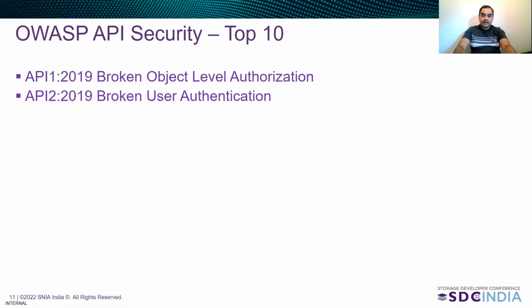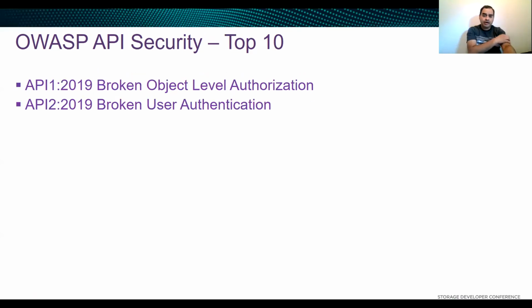I will move to the next one. Broken user authentication, right? So what is broken user authentication? APIs with broken user authentication allow malicious hackers to assume the identity of legitimate users to access sensitive information, right? It is kind of similar to the first one, but what is happening here is that you are authenticated for yourself, but not for the other user.